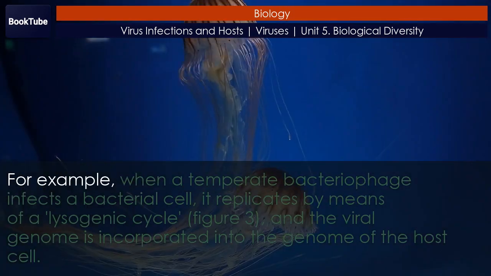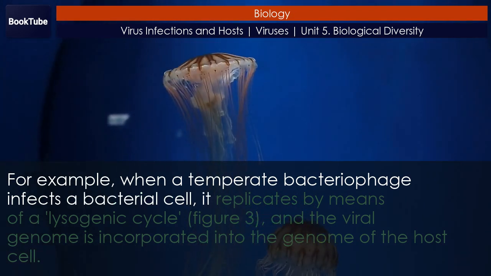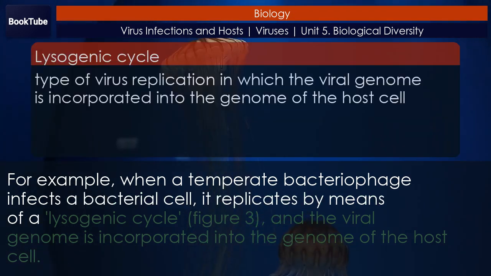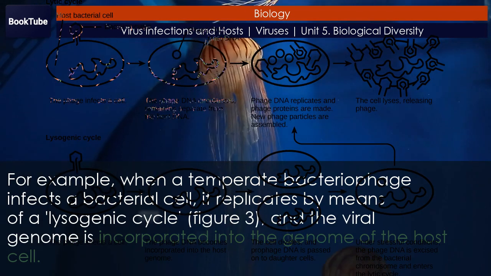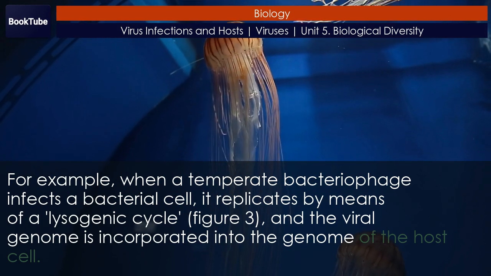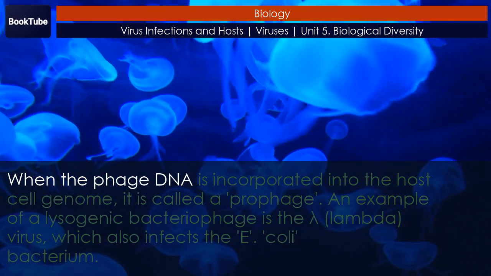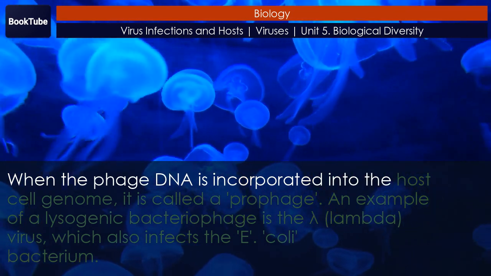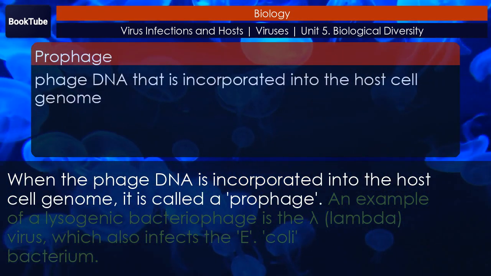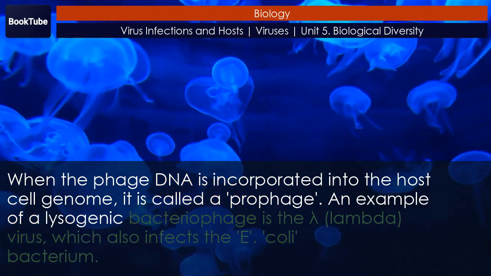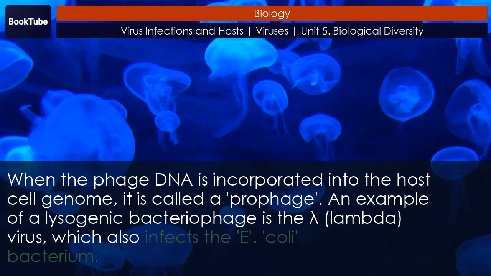For example, when a temperate bacteriophage infects a bacterial cell, it replicates by means of a lysogenic cycle. Figure 3. And the viral genome is incorporated into the genome of the host cell. When the phage DNA is incorporated into the host cell genome, it is called a prophage. An example of a lysogenic bacteriophage is the lambda virus, which also infects the E.